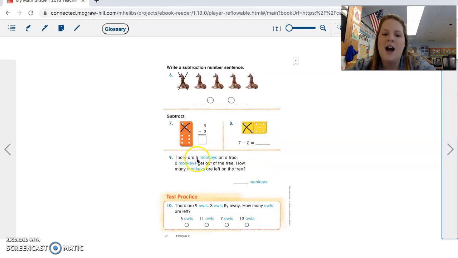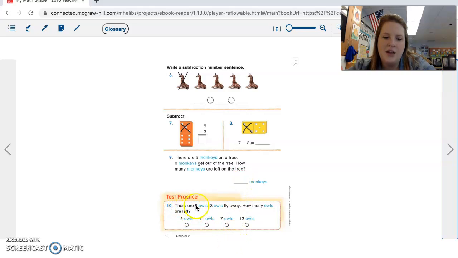This says there are 5 monkeys on a tree. 0 monkeys get out of the tree. How many monkeys are left on the tree? You're going to write it right here. So 5 monkeys on a tree. We're taking away nothing. No monkeys get off the tree. How many monkeys are left on the tree?